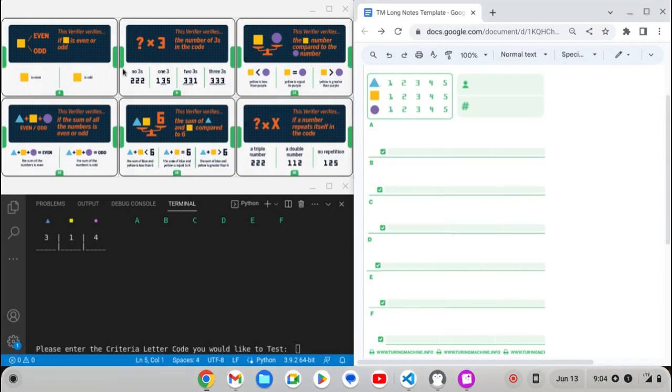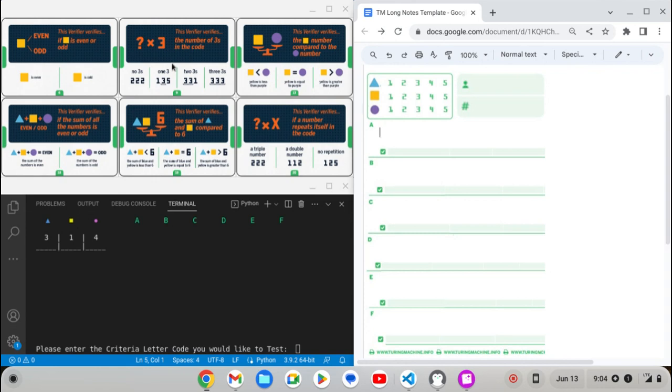So in the grid above, we've got our 6 criteria cards. On the top row, we've got criteria card A, criteria card B, criteria card C. And in the second row, we've got criteria card D, criteria card E, and finally criteria card F. Criteria card A looks at that middle digit, the square digit, and will let us know whether that value is an even or an odd digit.